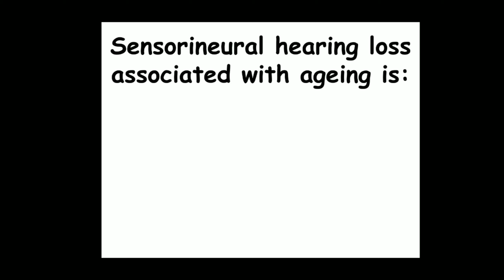Sensory neural hearing loss that's associated with aging is called presbycusis. What's the peculiarity of presbycusis? I don't know whether you have noted, if you have your grandparents at home, if you say something secretly, they will hear it, and when you shout at them, they won't hear it properly. So their ears are more sensitive to low tone voice. It's called presbycusis.